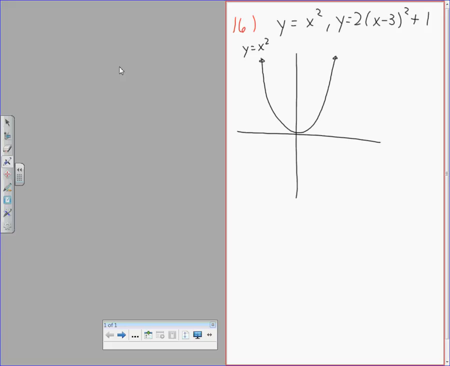Okay. What does the 2 in front of the bracket mean for a parabola? It's going to pass. Go ahead. It's when you stretch or compress it. Yeah. So this one's going to be stretched, meaning it's going to be closer together. Okay. What does the -3 mean?